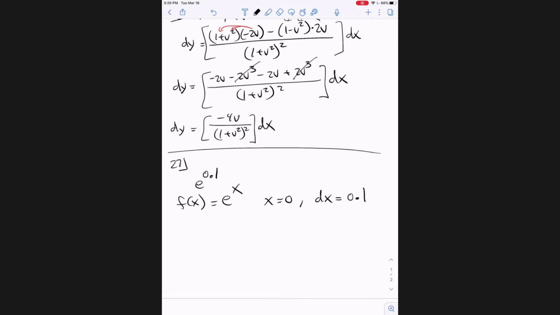How many of you did this problem for homework already? Okay. So those of you who haven't attempted it, go ahead and try your best to do it. Just FYI, you're going to use this: f of x plus delta x can be approximated with f of x plus f prime of x dx.